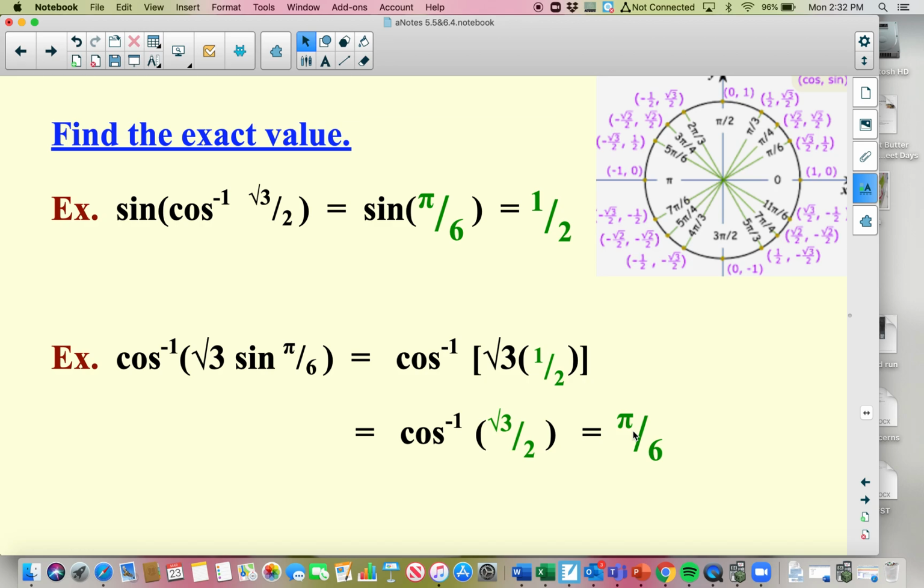So inverse trig isn't too bad as long as you're comfortable with your unit circle. You're essentially working your unit circle backwards of the last couple days. So good luck and enjoy.